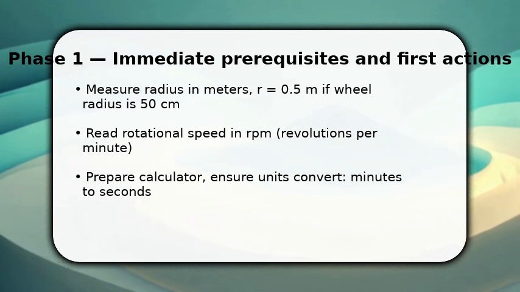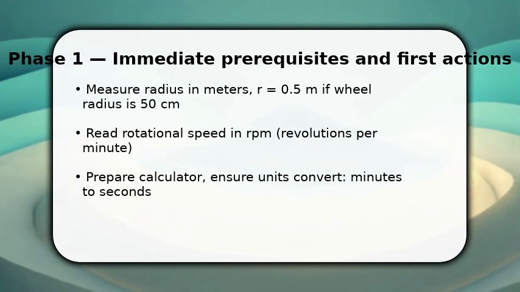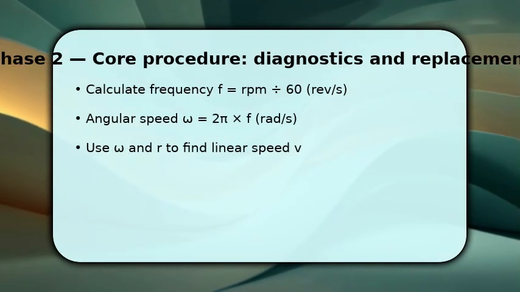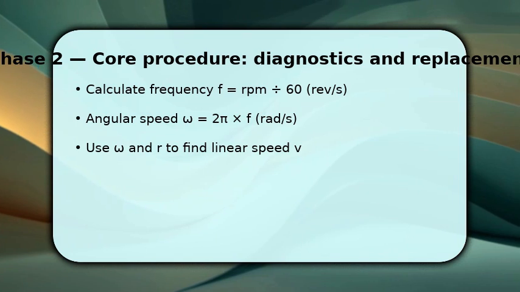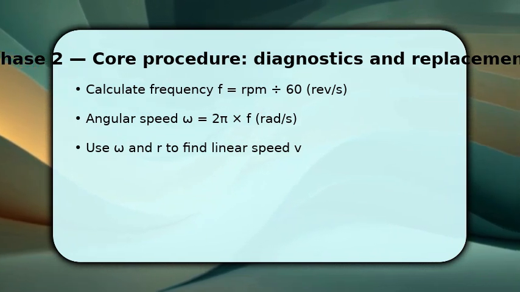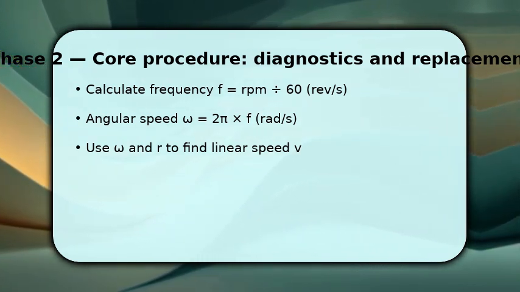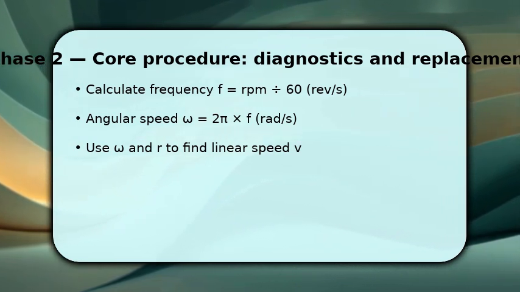Now you have R in meters and F in rev/s. So proceed to compute tangential speed using the angular relation. Once you have F, calculate angular velocity omega by multiplying F by 2 pi, because 1 revolution equals 2 pi radians. You do this to convert revolutions per second into radians per second. That's the bridge between rotation and linear motion.